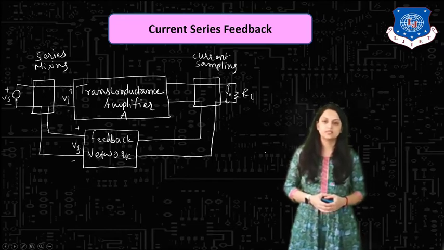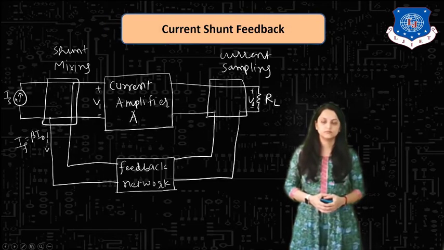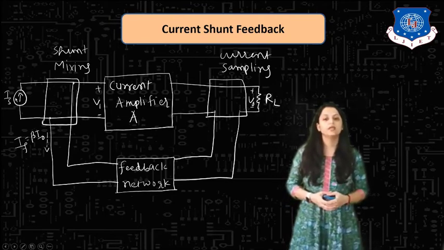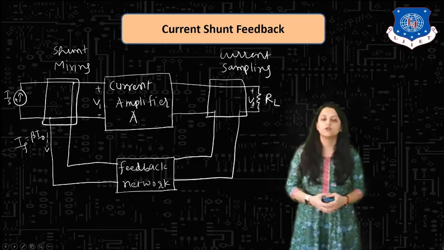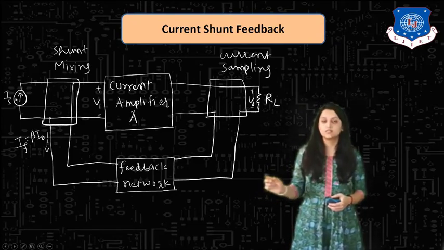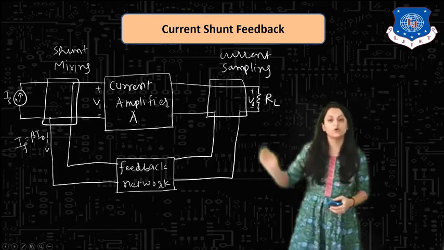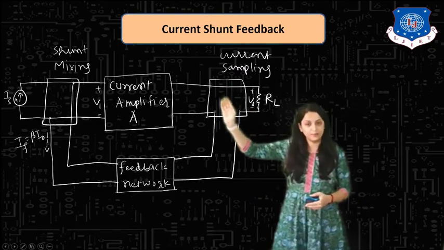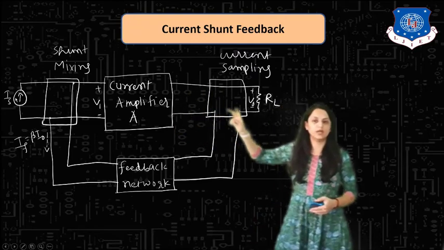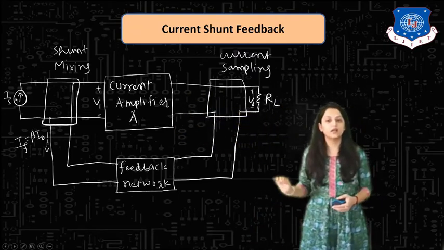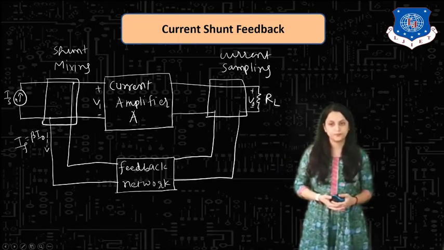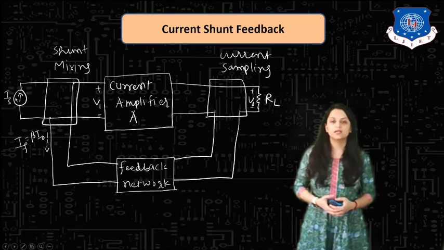Now the next is current shunt feedback. In current shunt feedback, it is a combination of what? It is a combination of current sampling and shunt mixing. So here at the output side, current sampling is done, and at the input side shunt mixing is done. Both will look like this. This is called the current amplifier because both have the current configuration. The source current is Is here.